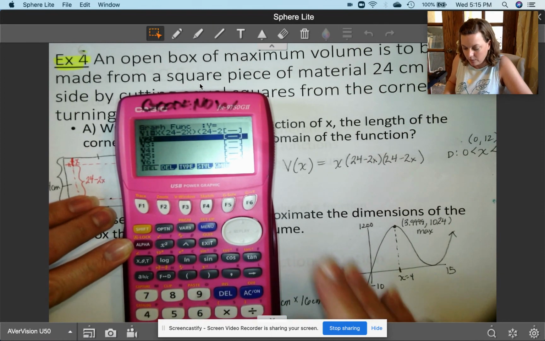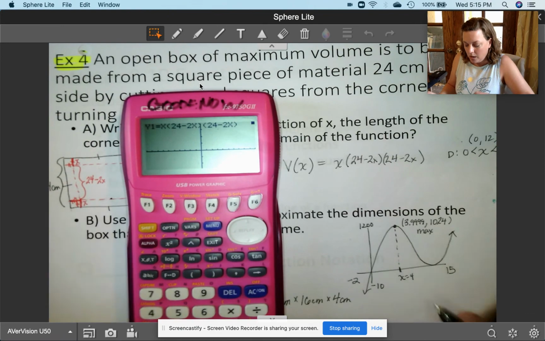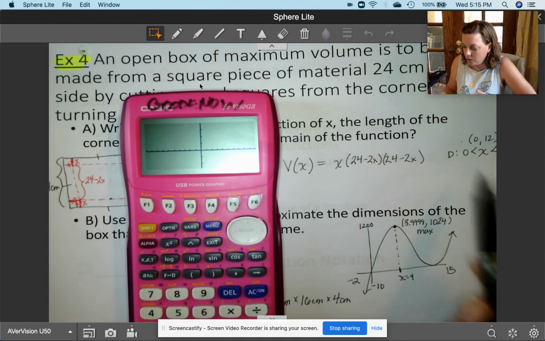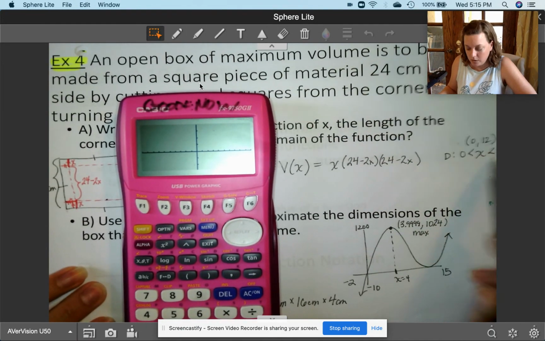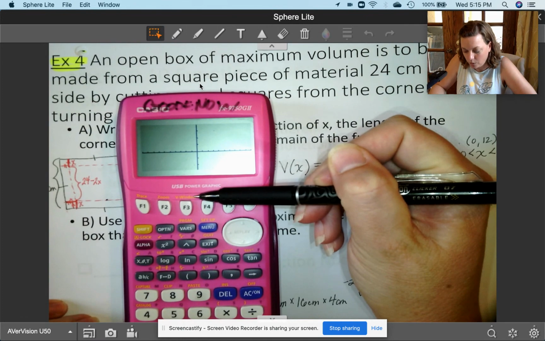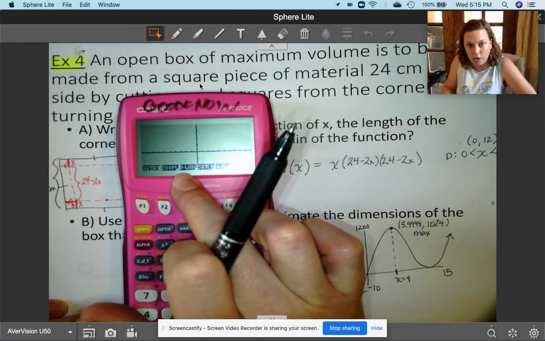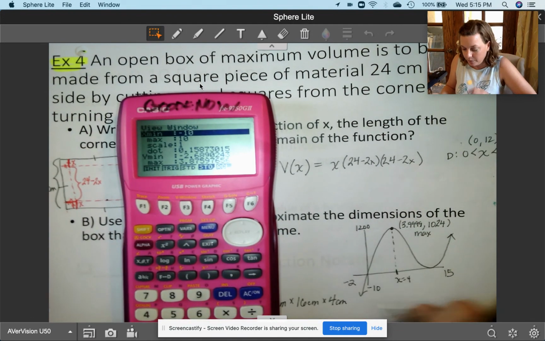And we've already played around with the window. If you press graph, you don't see anything. That doesn't mean you did it wrong. It means that your window isn't good enough. So again, we talked about the domain of the function. So we want to go to viewing window. It's a yellow on my calculator. So we do shift V window, viewing window. And we're going to play with those values.